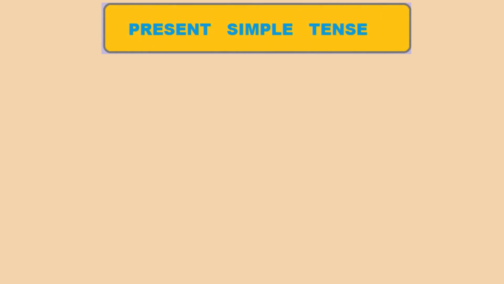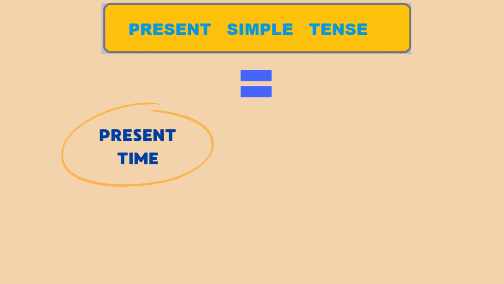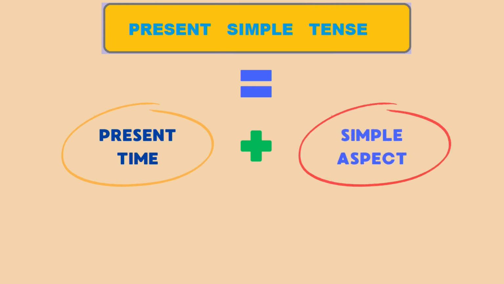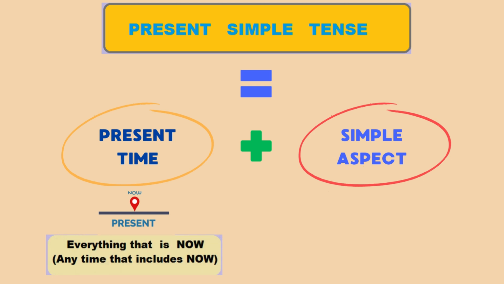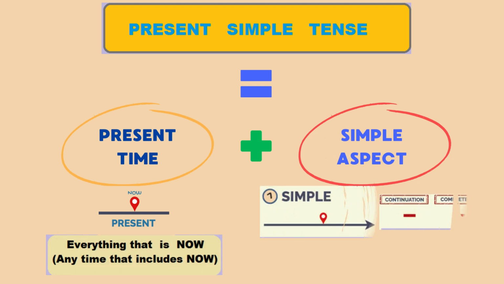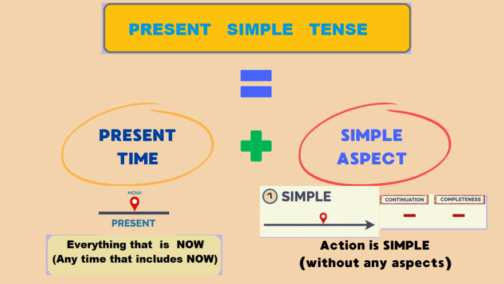The present simple in English is the tense that contains two components, the present time and the simple aspect. The present time describes everything that is now, or any time that includes now. The simple aspect means that the action, or state, is just simple, without any aspects.